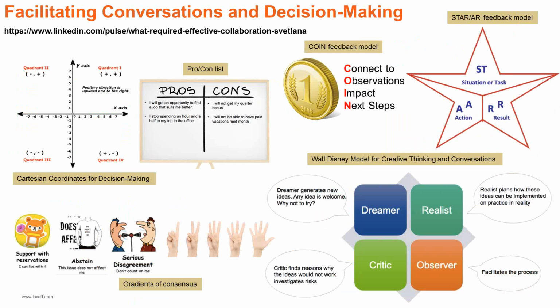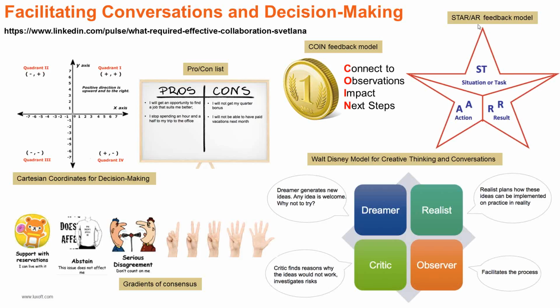The fourth webinar was about conversations and decision making. Here we discussed the Cartesian coordinates technique for decision making. The details again can be found on this link. Pro-con list is a separate technique that can be used separately or in combination with the Cartesian coordinates technique. We also reviewed two feedback models, the coin model and the star model.